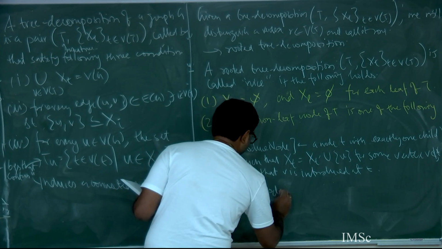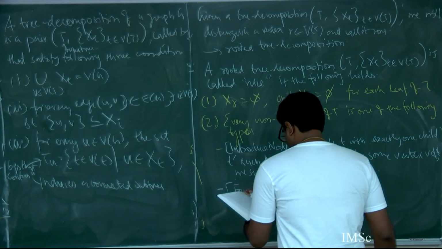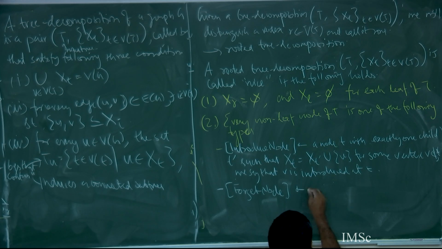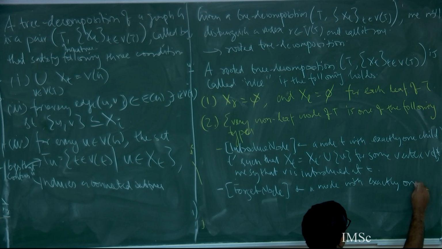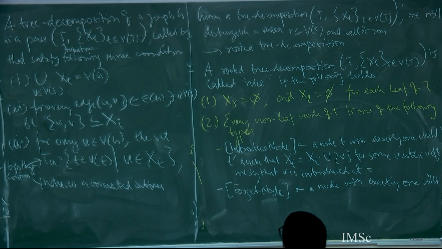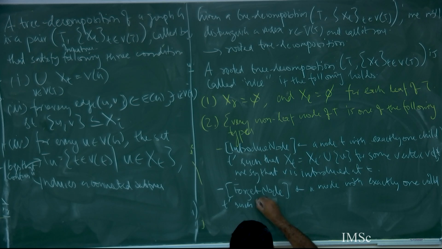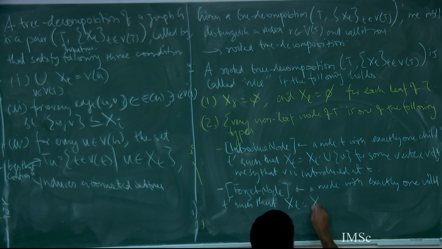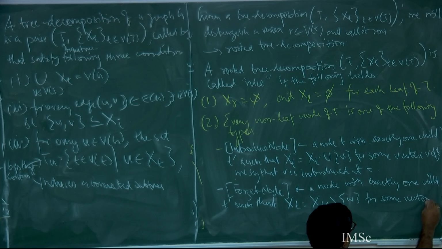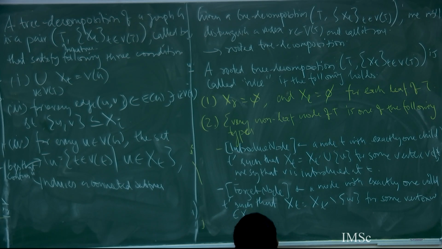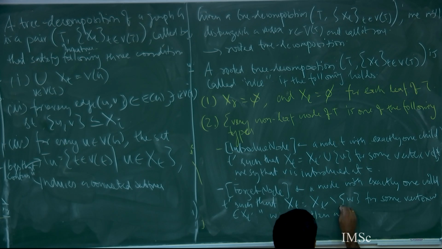Canonically we also have a forget node. It is again a node with exactly one child t prime, such that X_t is equal to X_t' minus {w} for some vertex w in X_t'. And we say w is forgotten at t.